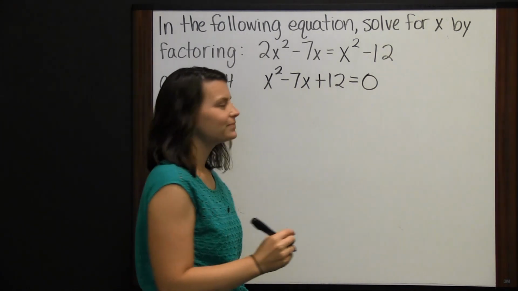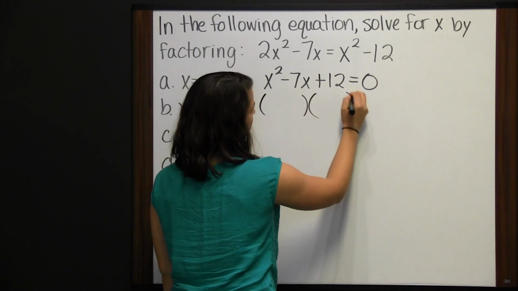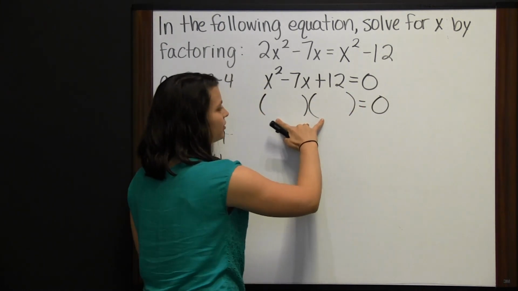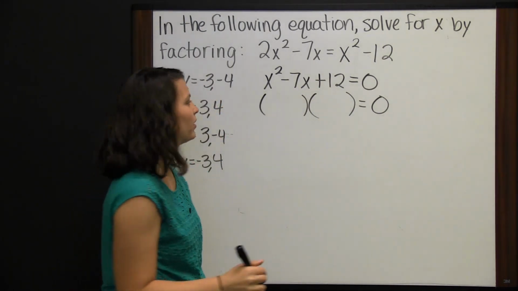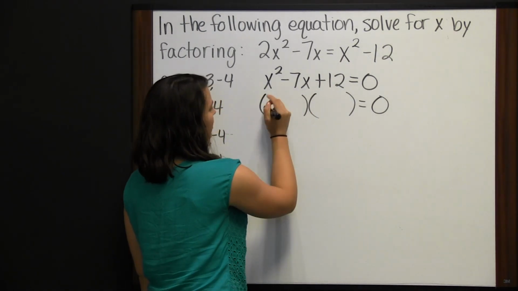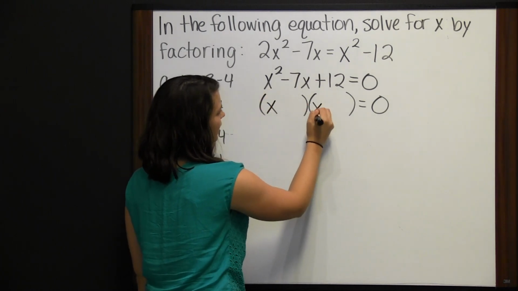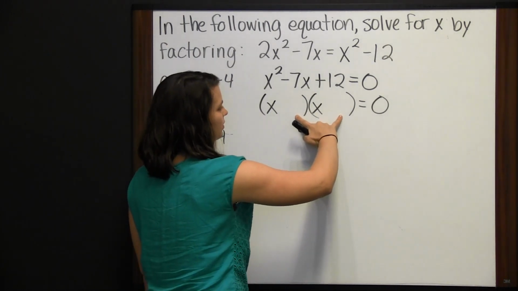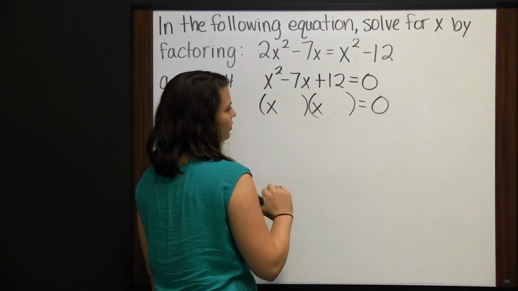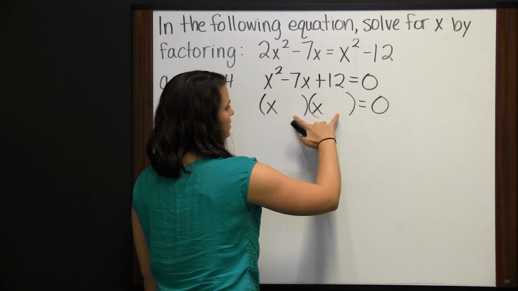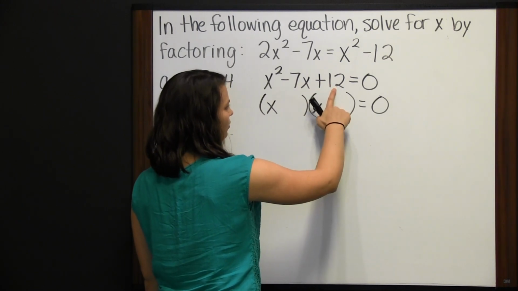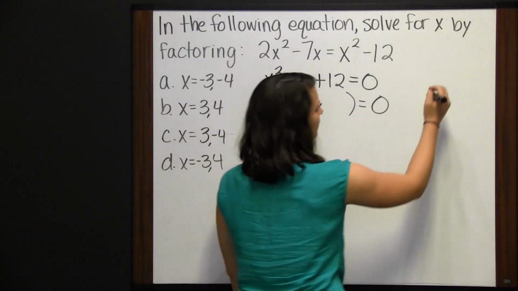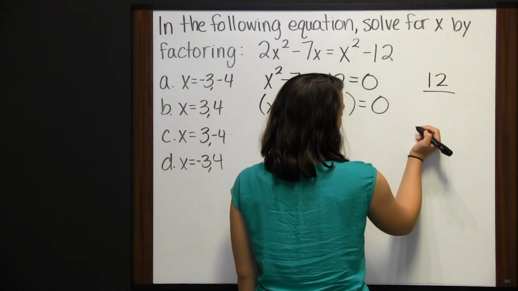Now we're ready to factor. So I have a binomial, and a binomial equals 0. I know my first term in each binomial is going to be x, because x times x gives me x squared. To find the second numbers in each binomial, these numbers must be factors of 12 that add to be negative 7. Let's start by looking at the factors of 12.